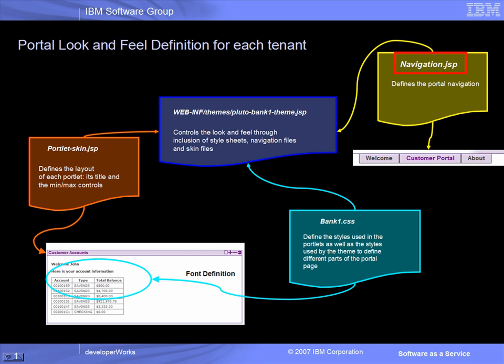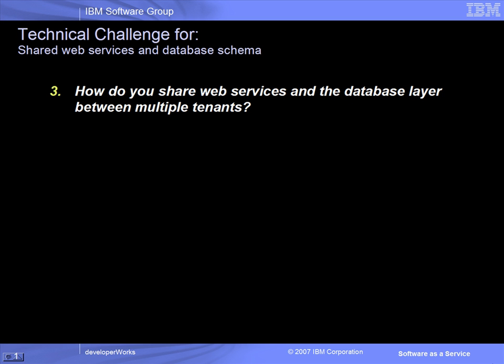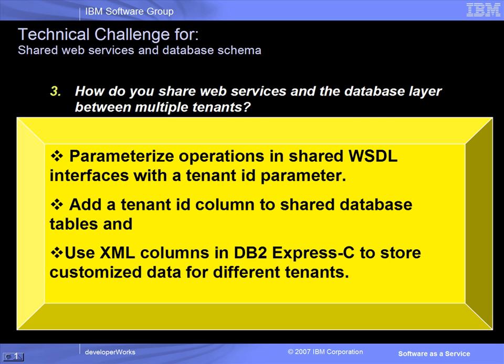With these configuration elements, it is possible to provide customized look and feel for different tenant banks hosted on a single instance of WAS-CE. Our last technical challenge addresses how to share web services and the database layer between FirstBank and WebBank. In order to share the web services, we parameterize the services by including a tenant ID parameter in all operations. To share the database schema, we include a tenant ID column in each table.